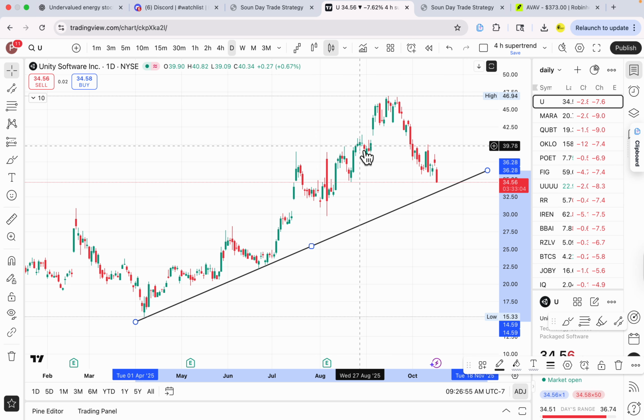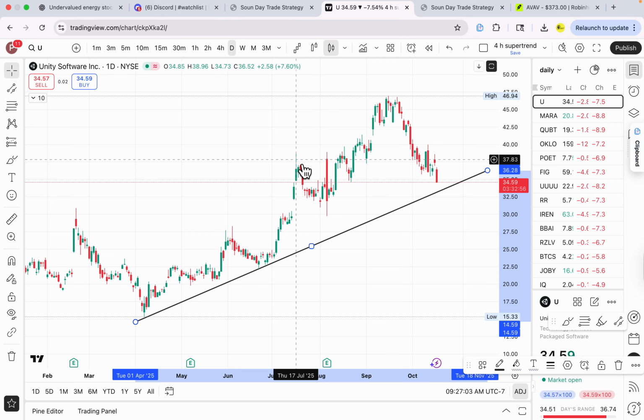For example, somebody enters here in Unity, for example in August, right? Or somebody enters maybe in July, you're still in a loss, and you will see, wow, my trade is negative, right?